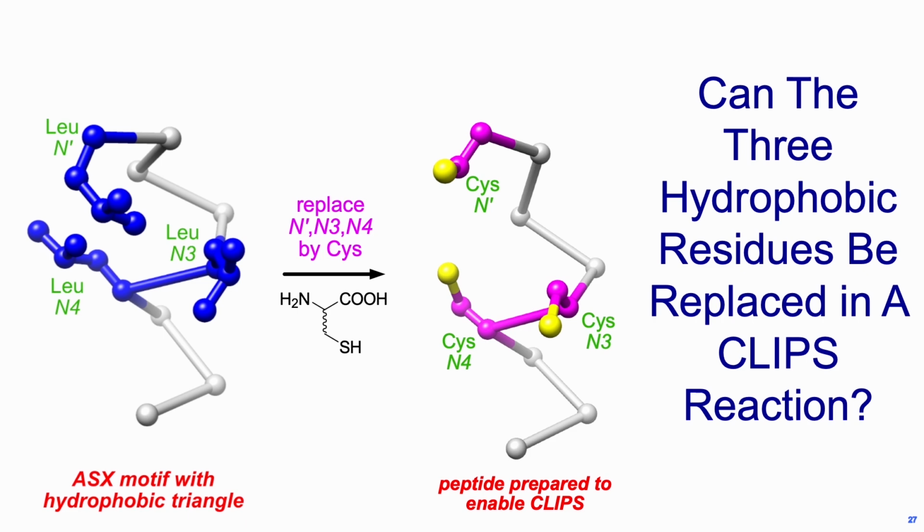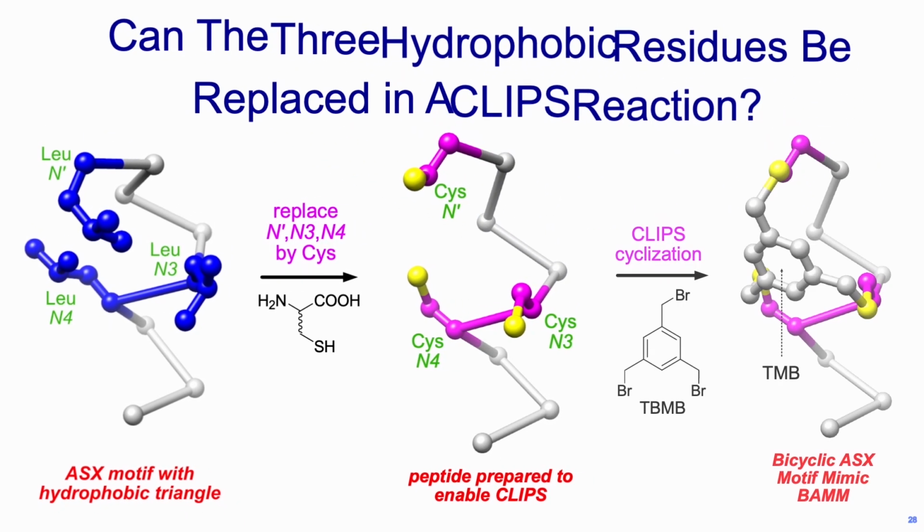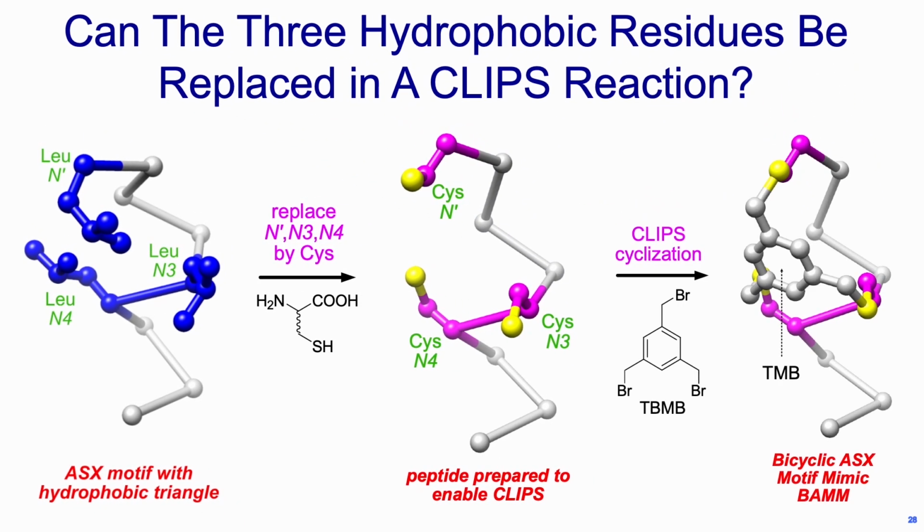bromomethylene aromatic is ideal because it doesn't matter which bromomethylene is alkylated first. That tribromomethylene benzene, TBMB, is converted to a trimethylene benzene on alkylation. And that, theoretically, would give us a bicyclic ASX Motif Mimic, or BAM.